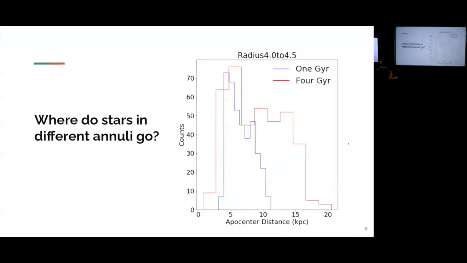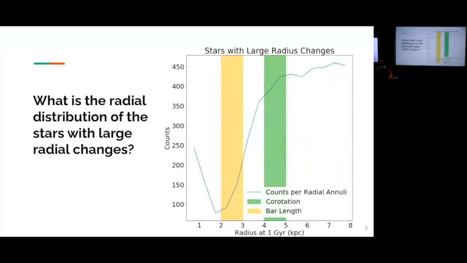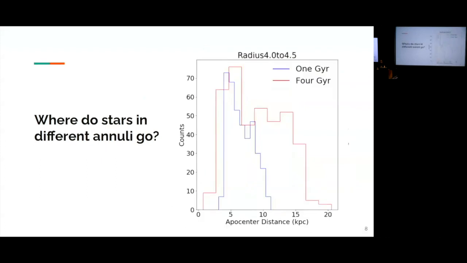So then you can ask more questions, like, where do stars in different annuli go? This is just one example of a plot. I have approximately 1 million of these plots at different time steps, different radial bins, apocenters, pericenters, and so on. But I chose this one to show because it's about where the co-rotation bar is, between 4 and 5, and this is an annulus from 4 to 4.5.